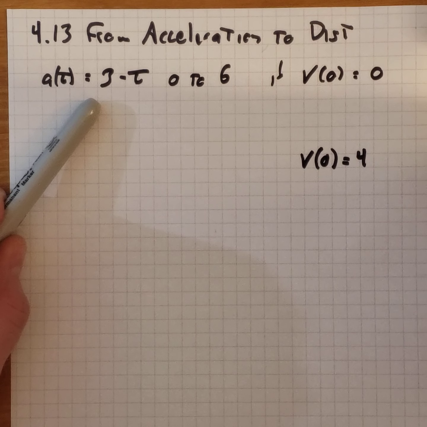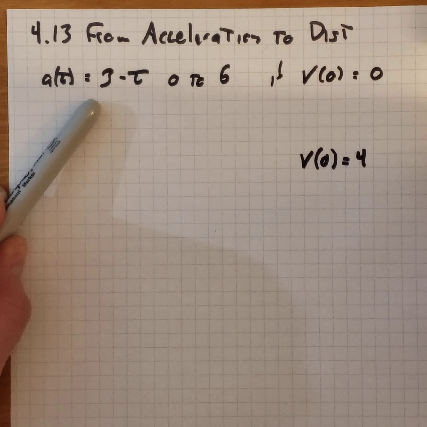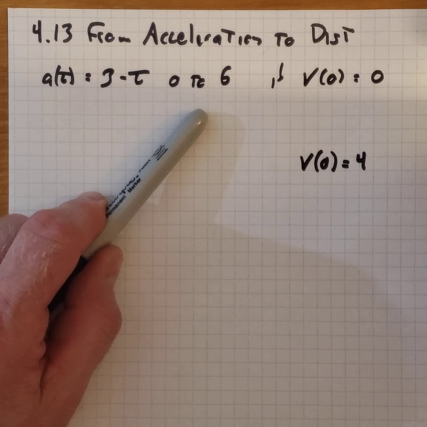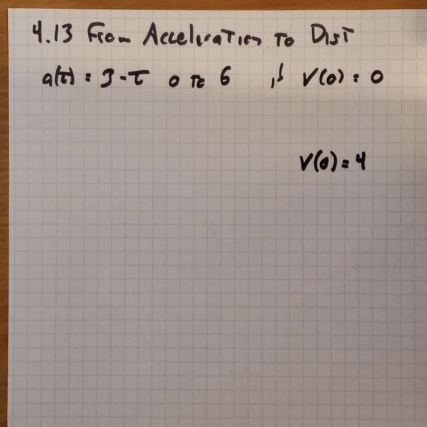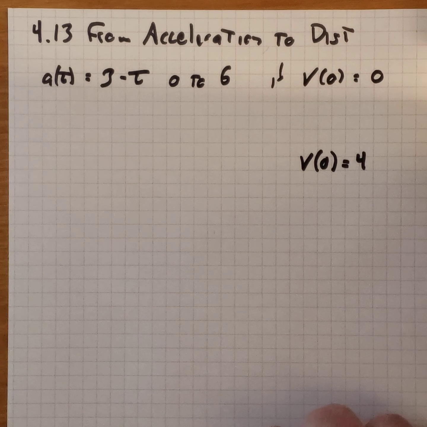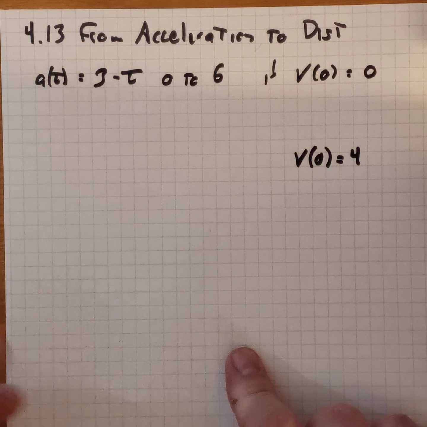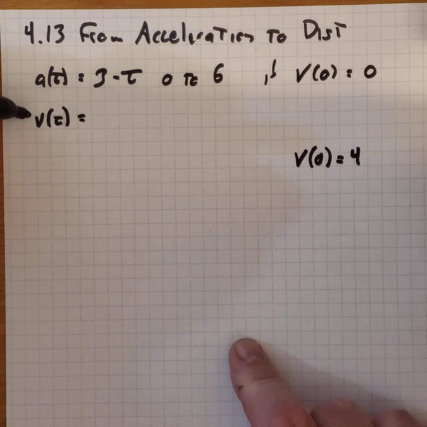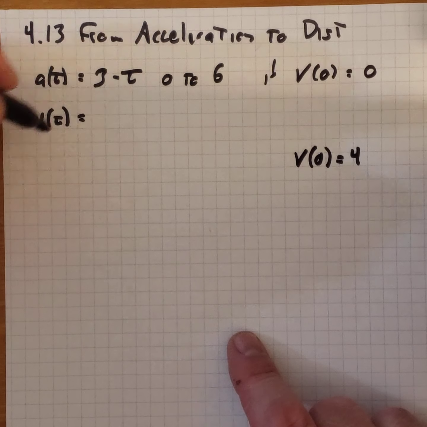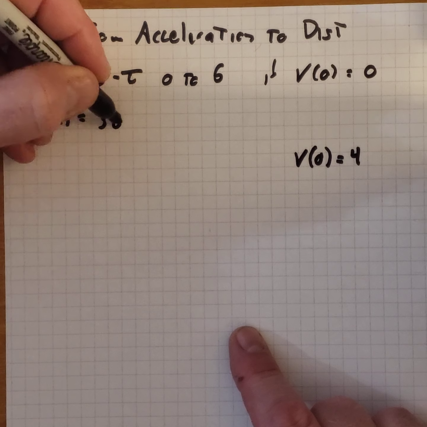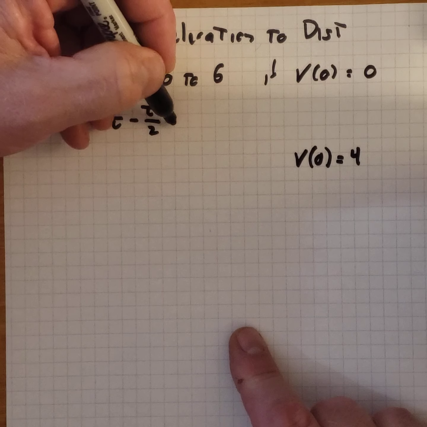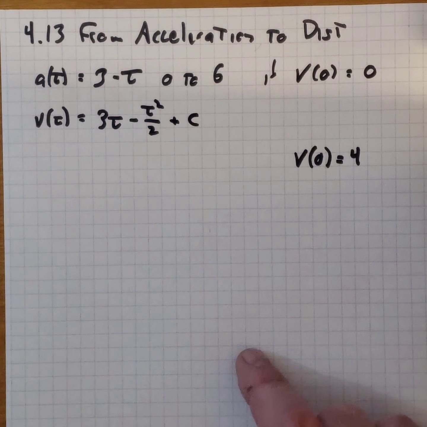So we know the acceleration of whatever this thing is, a particle moving on a straight line, over a time period from 0 seconds to 6 seconds. And we want to know, again, the distance and the displacement. So first step is to find the velocity in terms of time. We know acceleration is the derivative of velocity, so velocity is the antiderivative of acceleration. And that's going to give us 3t minus t squared over 2 plus c.